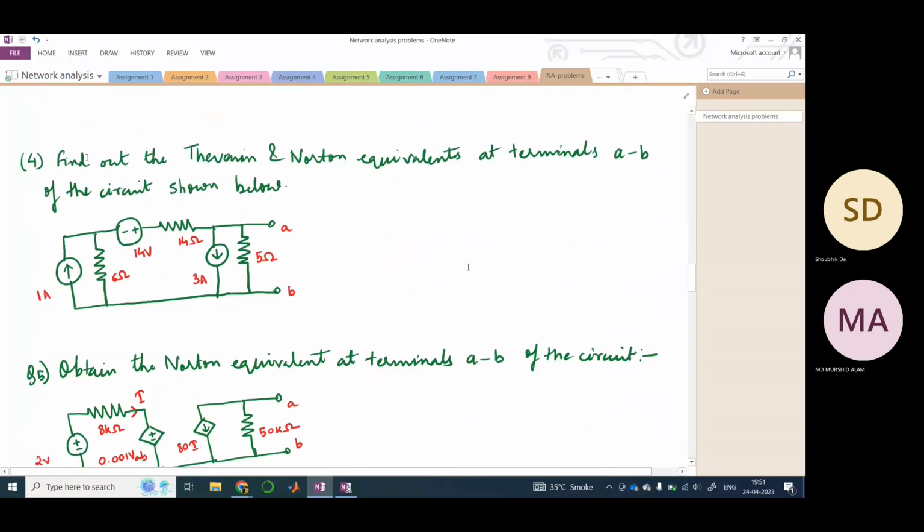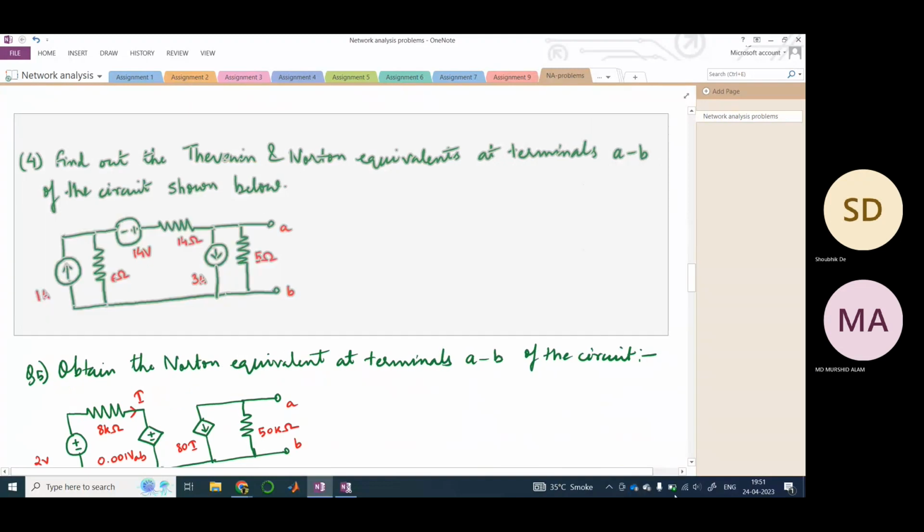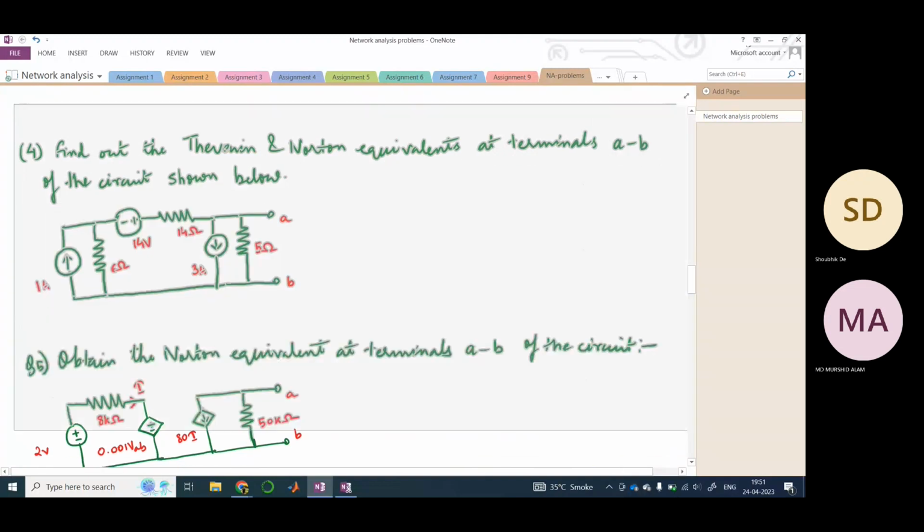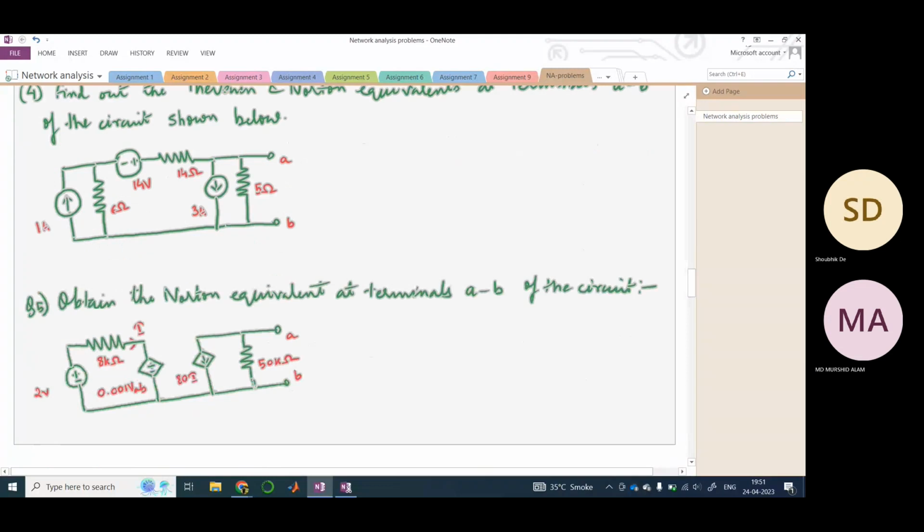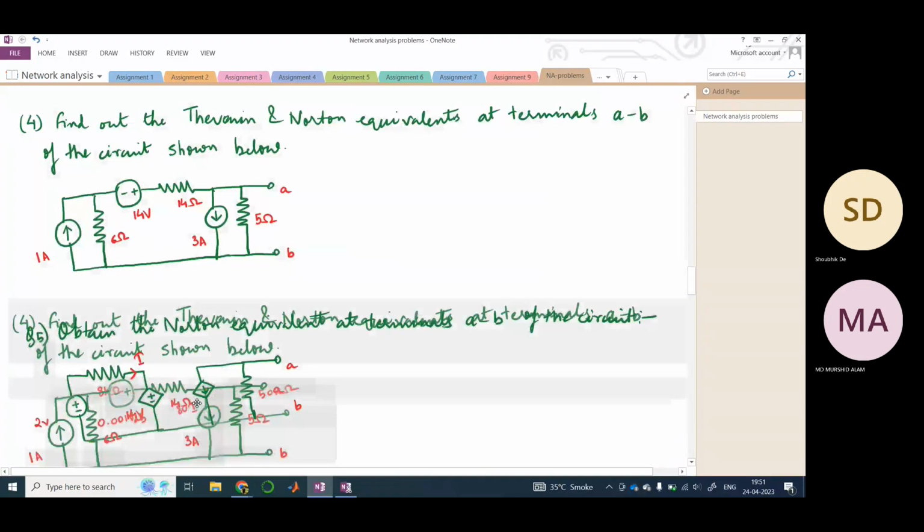These problems are a bit lengthy. Okay, anyways, let's just first finish the problem.